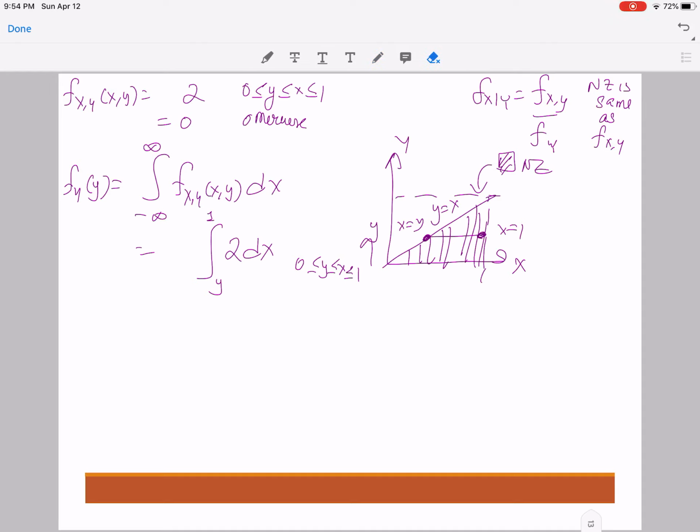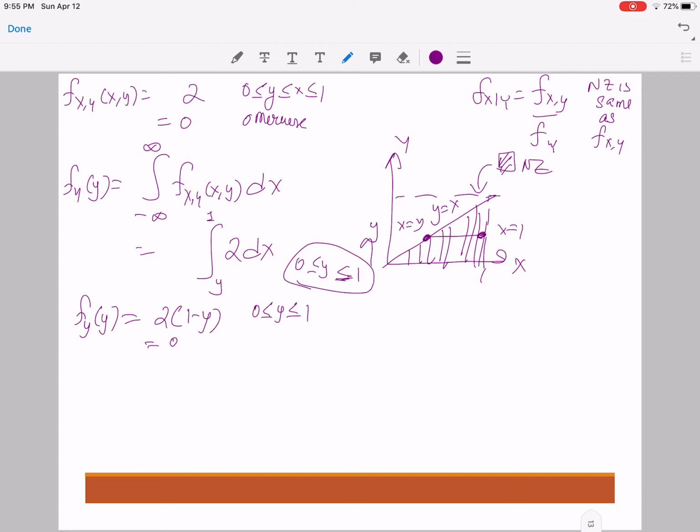Now because I'm integrating x out, I'll eliminate the f of x in this case, and all that will be remaining is the marginal PDF of y, which is non-zero for this region. So I get f of y as 2 times (1 minus y) for y between 0 and 1, and this is equal to 0 otherwise. Now the conditional PDF of x given y is 2 over 2 times (1 minus y) for y ≤ x ≤ 1, and it is equal to 0 otherwise.